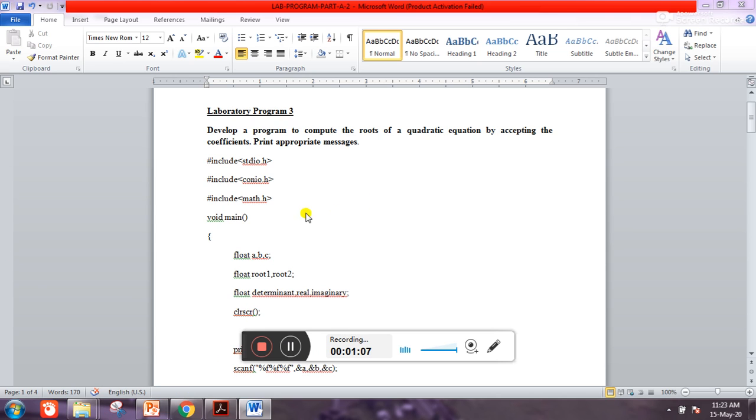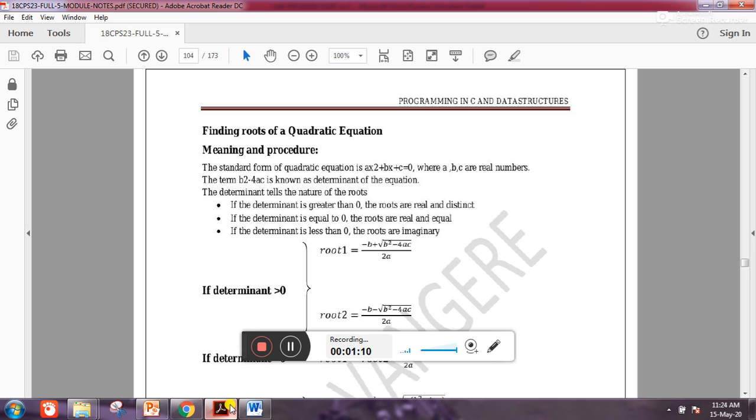Before we start writing this program, first we have to discuss how to find the roots of a quadratic equation. We already know the standard form of a quadratic equation is ax square plus bx plus c equals 0, where a, b, c are real numbers. Then you have to find the term b square minus 4ac, which is known as the determinant of the equation.